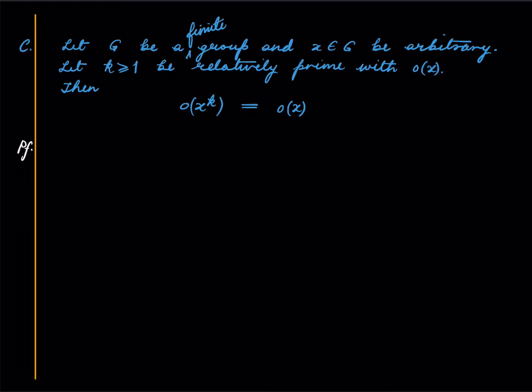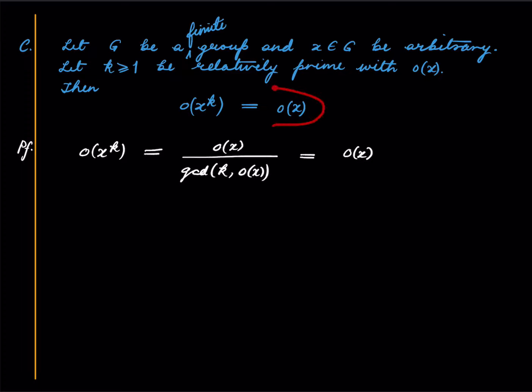And if we apply the previous proposition, this is immediate because the order of x to the k is the order of x divided by the GCD of k and the order of x. That by hypothesis is 1, so that is the order of x. So it's immediate from the previous proposition. But this should be intuitively very, very obvious.